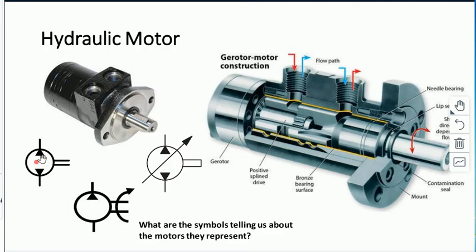These are the symbols. So this is a bidirectional motor. You can see the shaft here. You can see a unidirectional motor, so it just goes in one direction, and the shaft only turns in one direction. And then you've got a variable motor as well, so you can adjust the speed of the hydraulic motor. Okay, next slide.